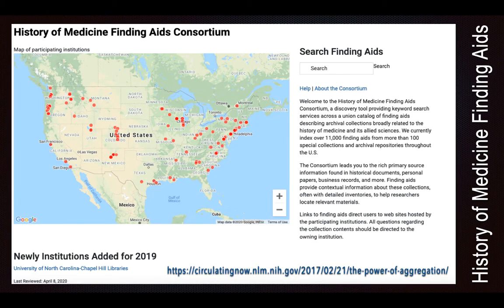The next one is more like a meta aggregator. This is the History of Medicine Finding Aids. These are finding aids aggregated from many states, and it's topical, on medicine. The discovery tool provides keyword search services across the union catalog of finding aids describing archival collections. Right now, it looks like it has over 11,000 finding aids from more than 100 institutions. It also aggregates from other consortiums. So this is a consortium of consortiums, hence a metadata aggregator of consortiums.